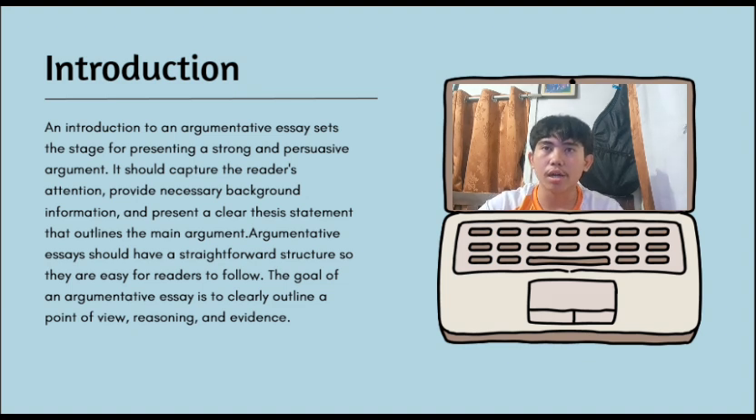So, this slide discusses the importance of a strong introduction in an argumentative essay. It highlights that a good introduction should, number one, capture the reader's attention, number two, provide background information, and number three, present a clear thesis statement.